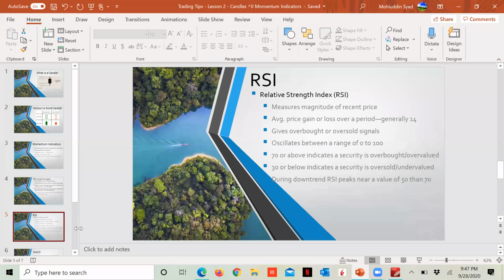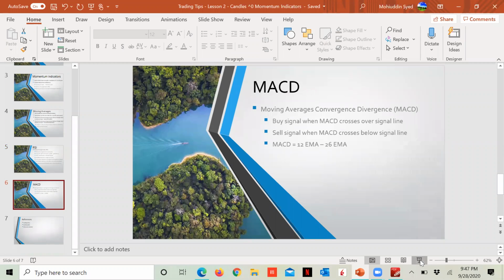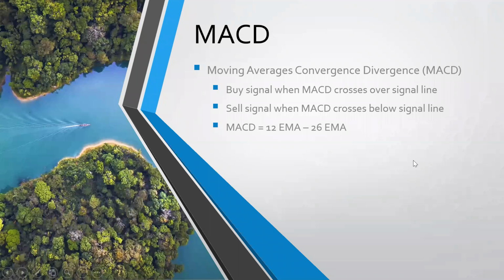Going back to the last, the third indicator is MACD. That's moving average convergence divergence. It's a buy signal when the MACD crosses over the signal line. It's a sell signal when the MACD crosses below the signal line.